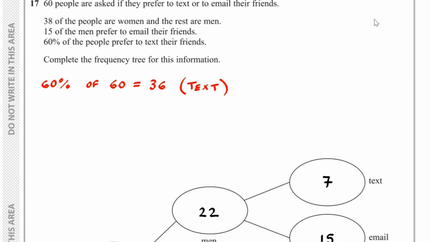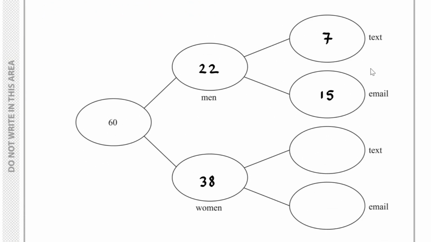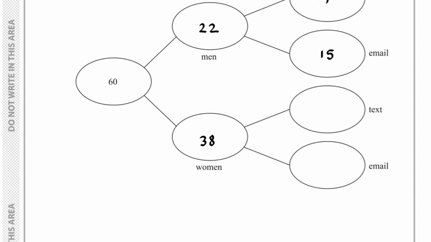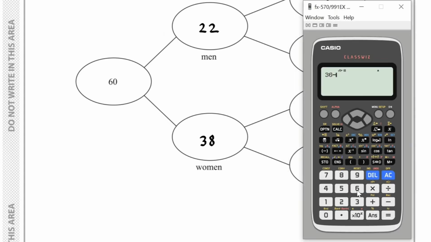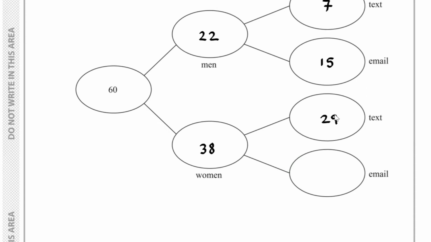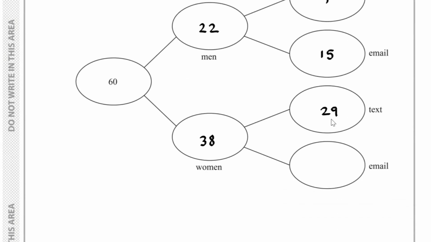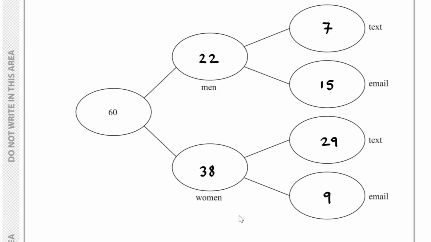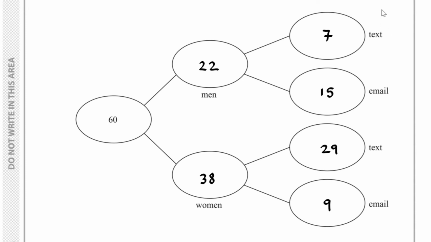And so therefore, if we've got 36 people who prefer to text, that means 36 take away the 7 is 29. So 29 women prefer to text, and so the number of women who prefer to email, 38 take away 29, that's 9. So we've got 9 who prefer to email. Here is the completed frequency tree.